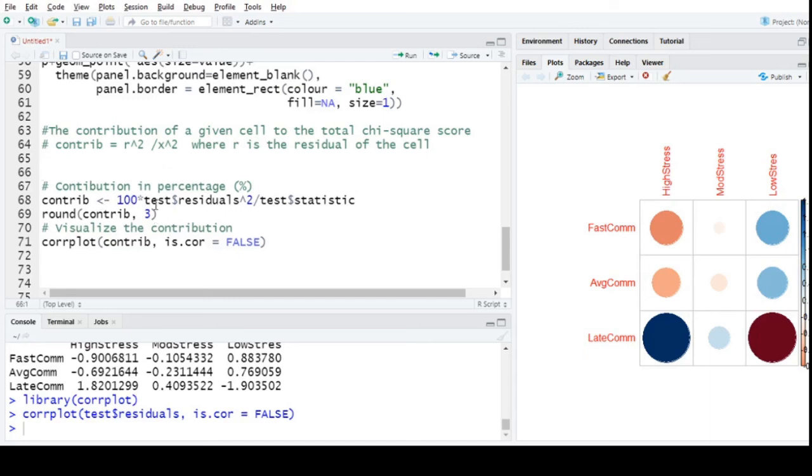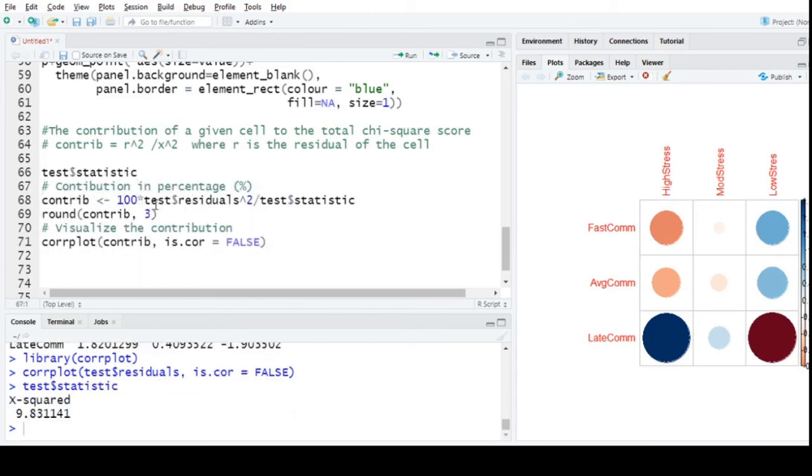Let me show you what the test statistic is so that you will appreciate what I'm trying to tell you. So this is the test statistic, the chi-square value, right? As I said, the contribution of each cell is r square by chi-square. So the percentage contribution will be r square by chi-square into 100. That is what we have done, and we have rounded it, and then we have plotted it here, right? You can do it in that way.